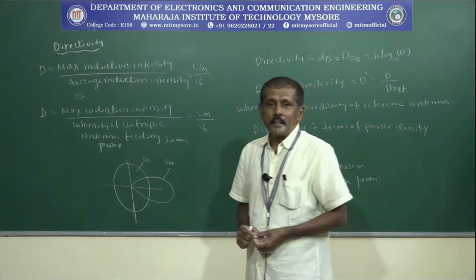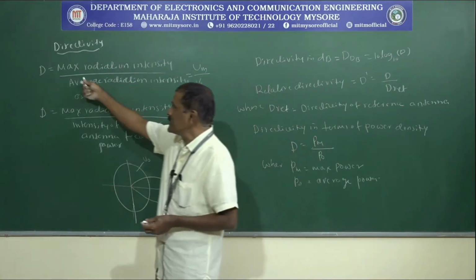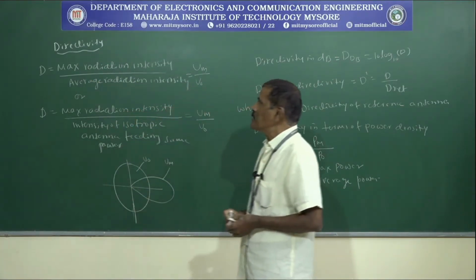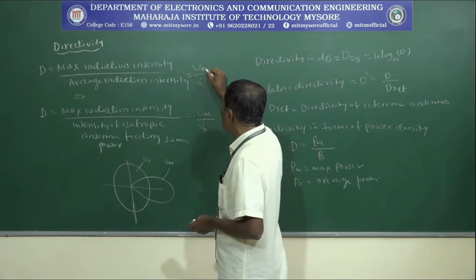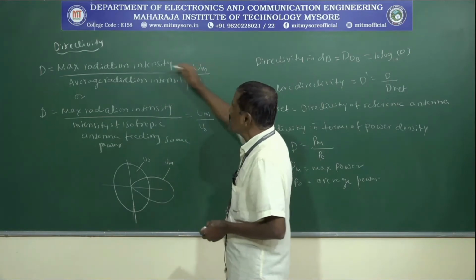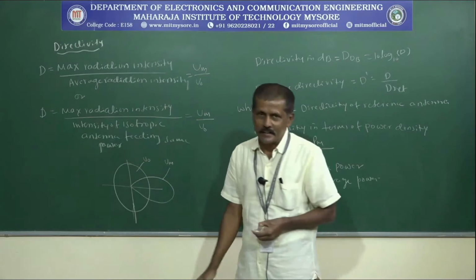Now let us consider another parameter, that is directivity. Directivity is defined as the ratio of maximum radiation intensity to the average radiation intensity. So this is equal to UM divided by U0, where UM is the maximum radiation intensity and U0 is the average radiation intensity.